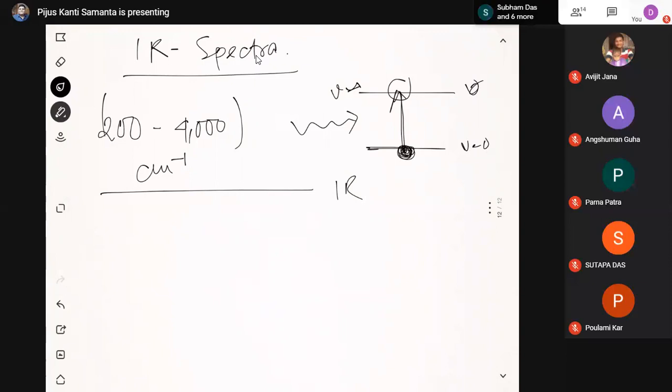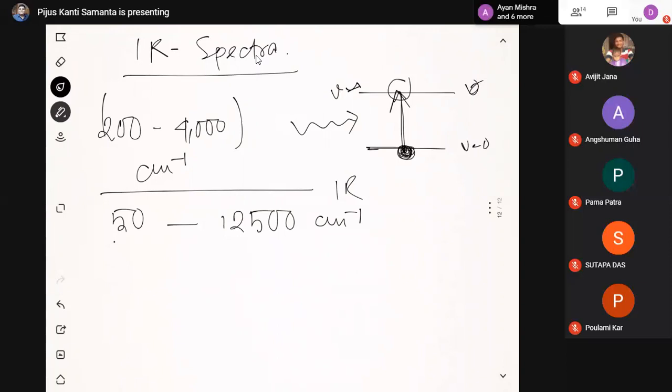So these were infrared spectra, and with time there have been lots of developments in the infrared spectrometer. The modern infrared spectrometer can cover from 50 to 12,500 centimeter inverse. In this entire range, it can cover. So this region is actually subdivided into different regions.